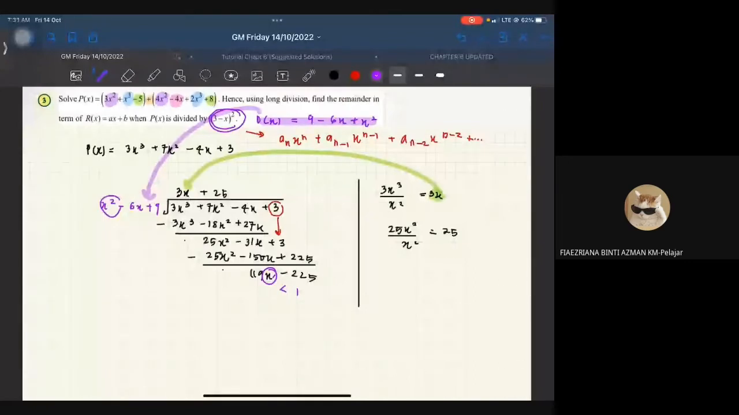Because we can't do any more. There is nothing that we can do from x square to multiply to get this one, unless you have to divide by x. Okay, so we can't. So that's why we have to stop right here.